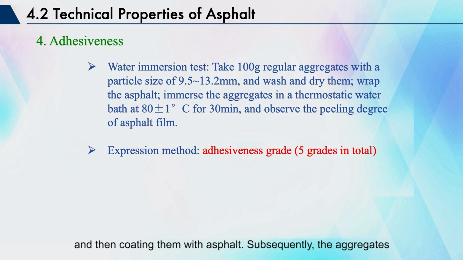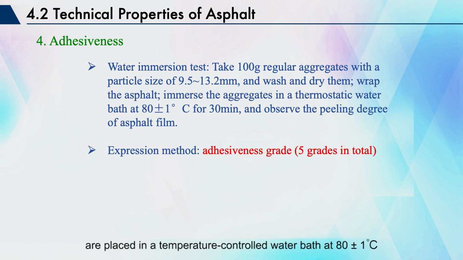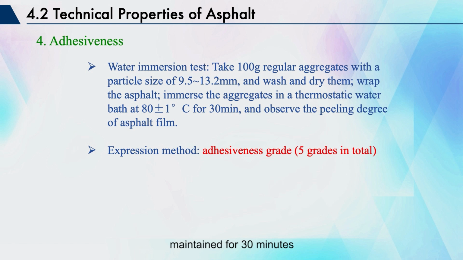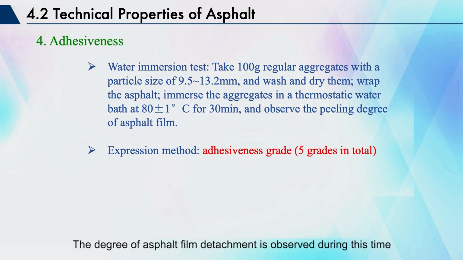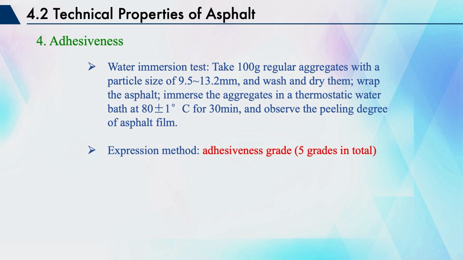Subsequently, the aggregates which have been coated with asphalt are placed in a temperature-controlled water bath at 80 plus or minus 1 degrees, maintained for 30 minutes. The degree of asphalt film detachment is observed during this time. Based on the extent of asphalt film detachment, adhesion is categorized into 5 levels, with level 1 representing the lowest adhesion quality and level 5 indicating the highest adhesion quality.